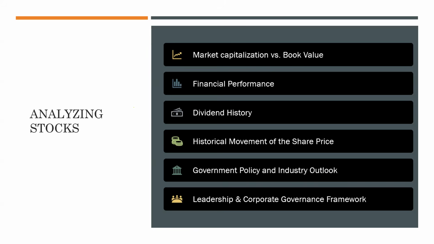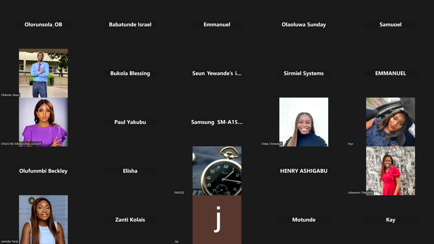The next one is historical movement of the share price. So I'll show you a tool that is called investing.com. You can use it to check. Let me know. I will stop sharing this and I will show you. Then I'll come back to share that again. I'll show you how to check historical movement of the share price through this tool called investing.com.